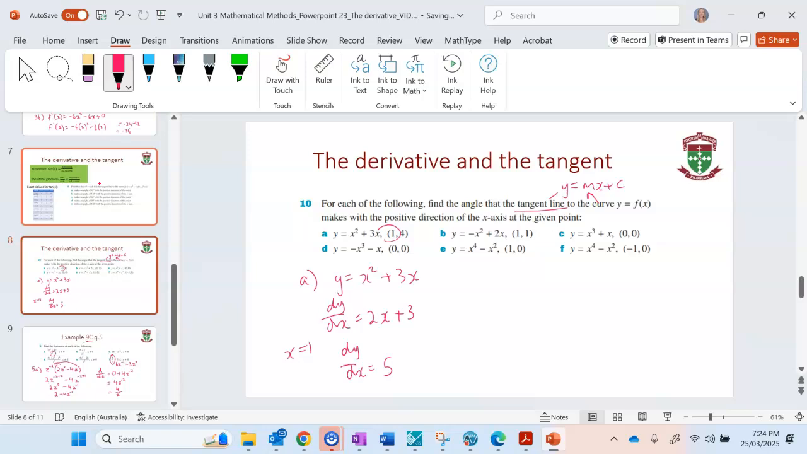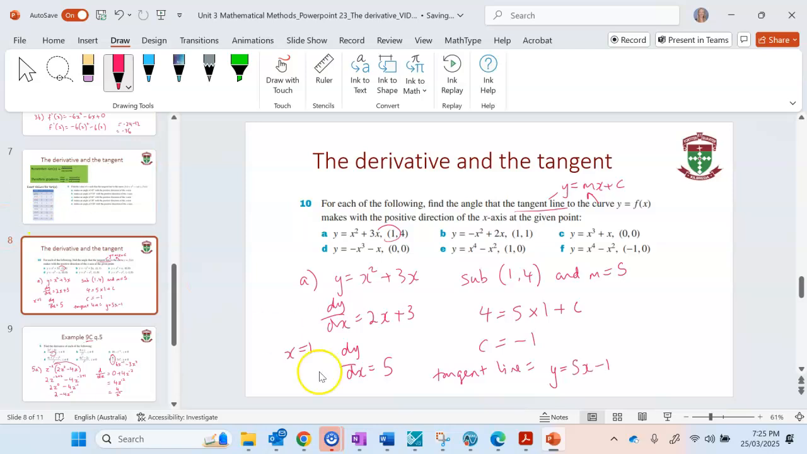If I wanted to go on to find the rest of the information, so basically your y-intercept, we're going to sub in the point (1, 4), because the tangent line goes through that point, and m equals 5. So I would have 4 equals 5 times 1 plus c, and just finding c. That's going to be 4 minus 5, so it's -1. So the equation of the tangent line is y equals 5x minus 1.